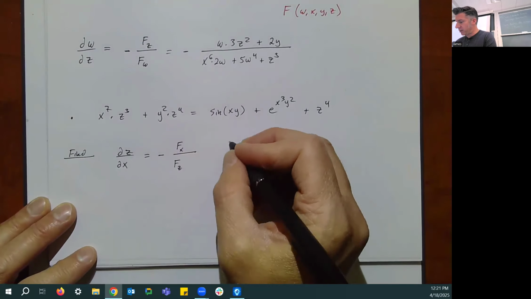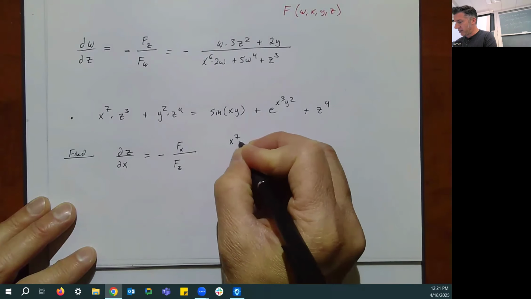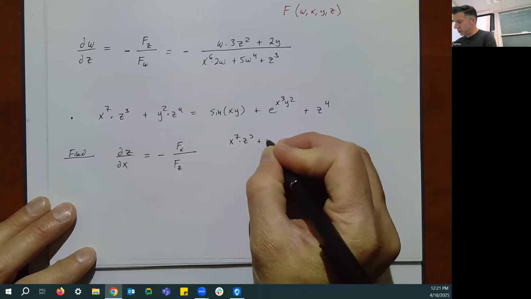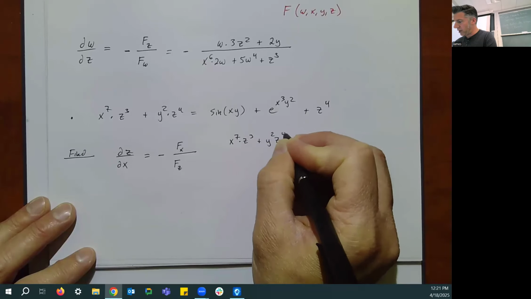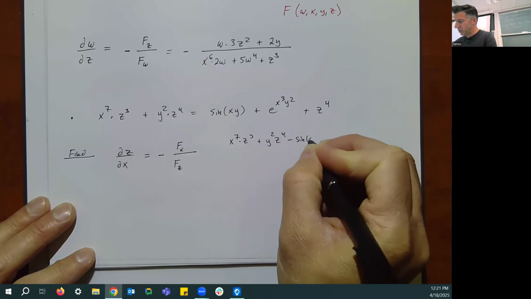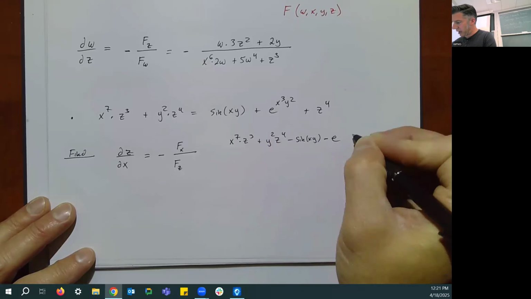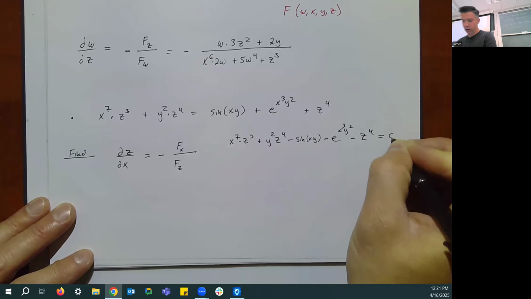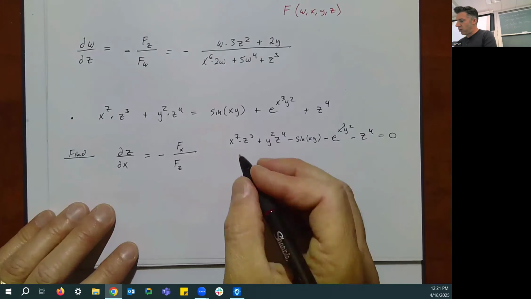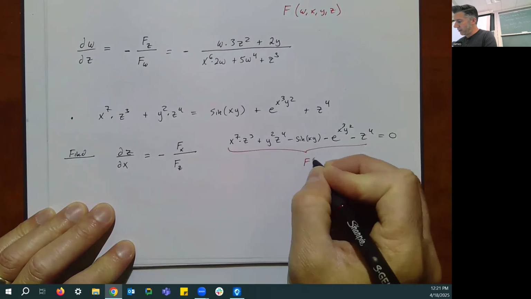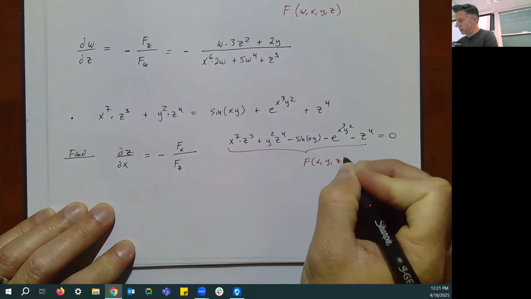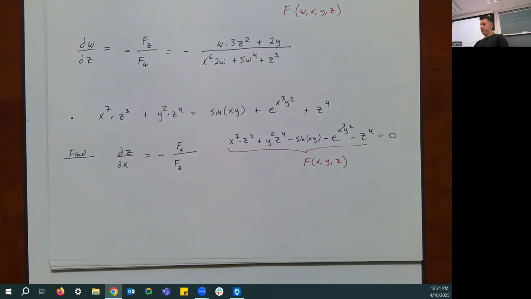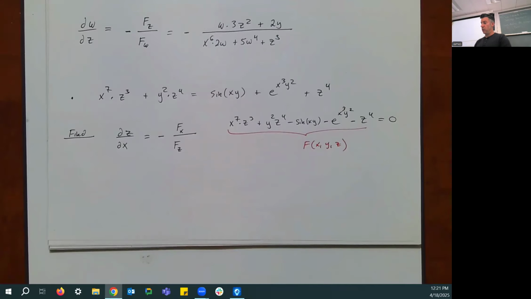So rewriting this, I'm going to have x to the 7th times z cubed plus y squared z to the 4th minus sine of x times y minus e to the x cubed y squared minus z to the 4th equal to 0. And that now gets to play the role of f of whatever your variables are, x, y, and z. Now we proceed as usual.